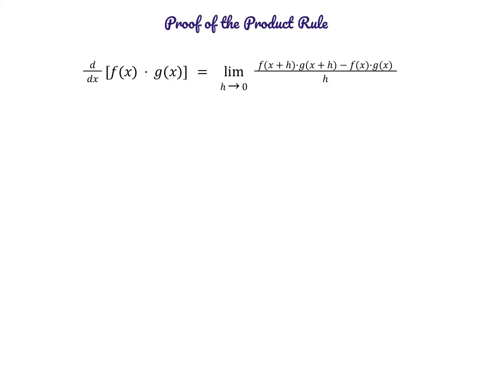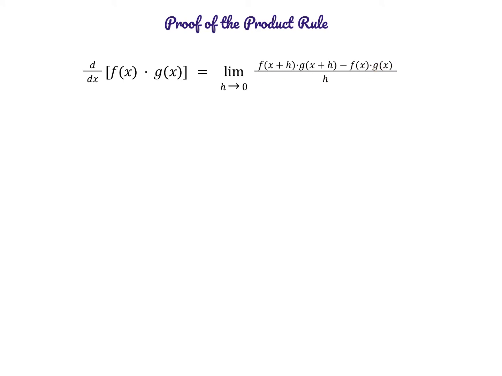All right, so before we start using our product rule, we're first going to prove it. And to prove this derivative, we're going to use the limit definition. So here's the derivative we're proving. We have the limit as h approaches 0 of f of x plus h times g of x plus h minus f of x times g of x, all over h.